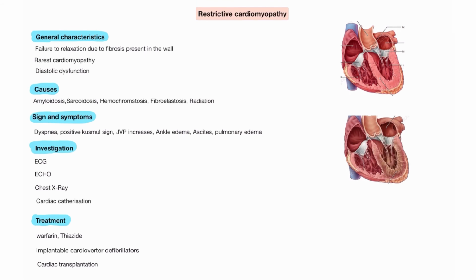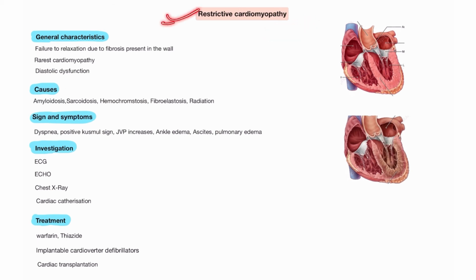Restrictive cardiomyopathy is a failure of relaxation due to fibrosis present in the wall. Here you will see the normal heart, and this is the fibrosis occurring in the heart, in the ventricles of the heart. So there is a problem in the dilation of the heart. There is no problem in the contraction of the heart; the problem is in the dilation. So this is restrictive cardiomyopathy, meaning restriction occurs. This is mostly the rarest type of cardiomyopathy.